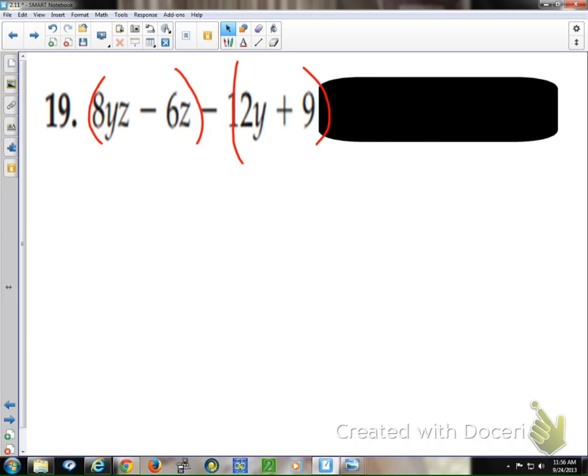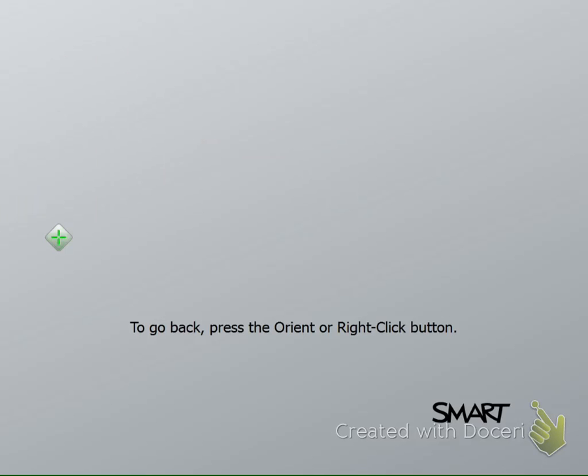Let's see. What do these 2 things have in common? A z. And is there anything I can factor out of their numbers? 2. Thank you. 2z. If I divide both of those pieces by 2z, what's left? 4y and 1, and 3. We took out the z. What is that? Is that 4y minus 3? Yes.